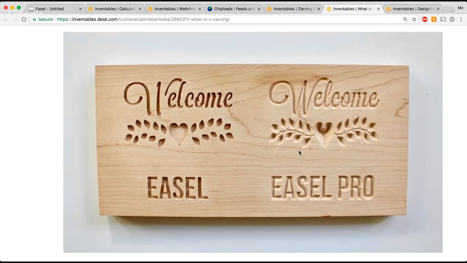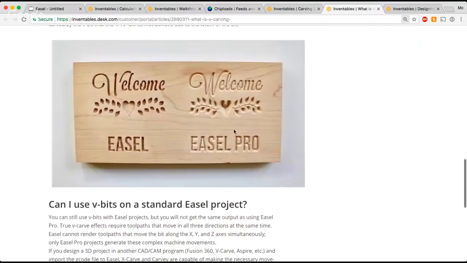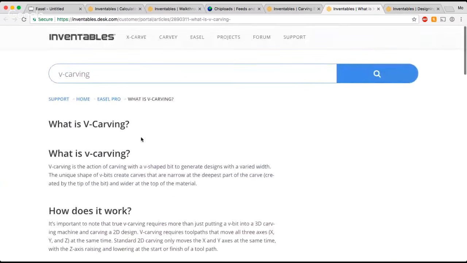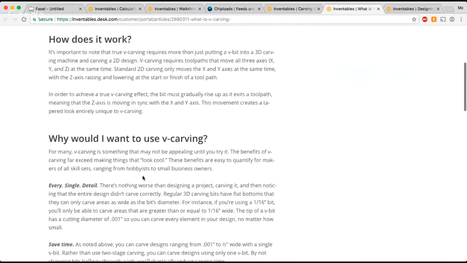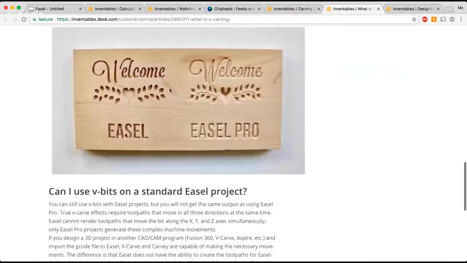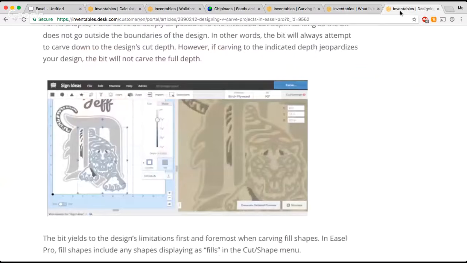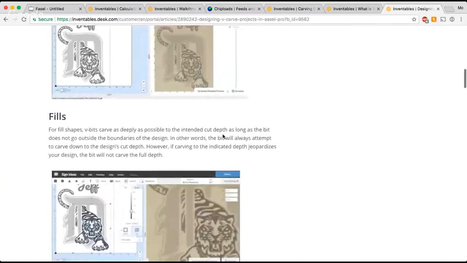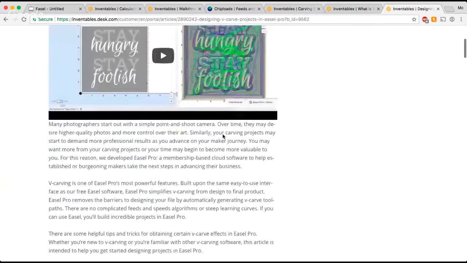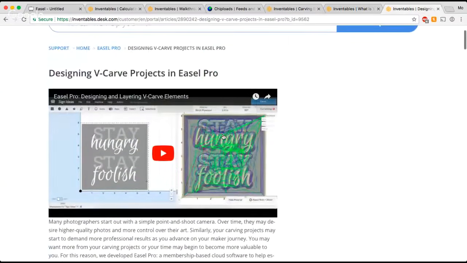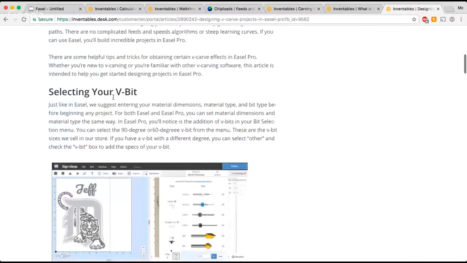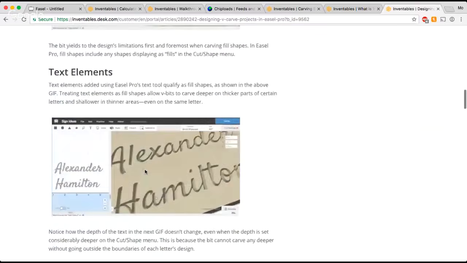So again, these articles are available on our site. The What is V-carving article talks a little bit about the basics of V-carving, when you would want to use it. It's got this helpful diagram. And then if you're interested in really trying to figure out how to design a specific thing in Easel or Easel Pro with a V-bit, this is really helpful for doing that as well.